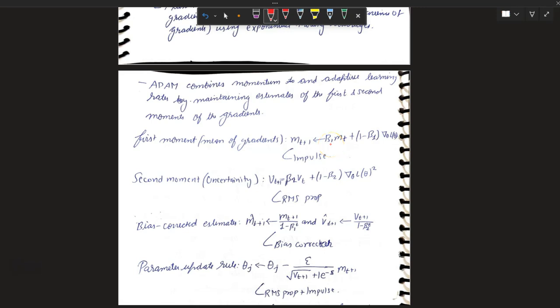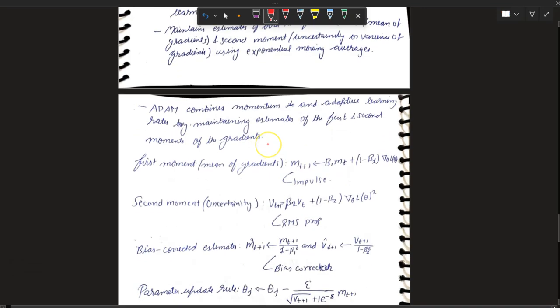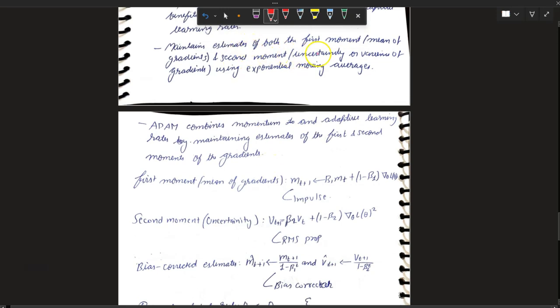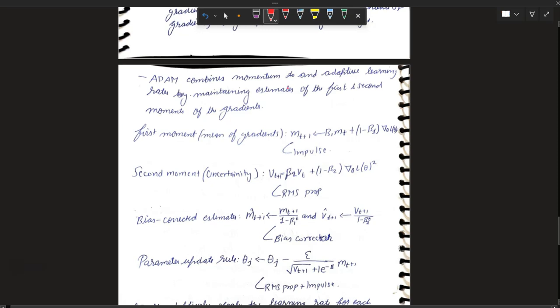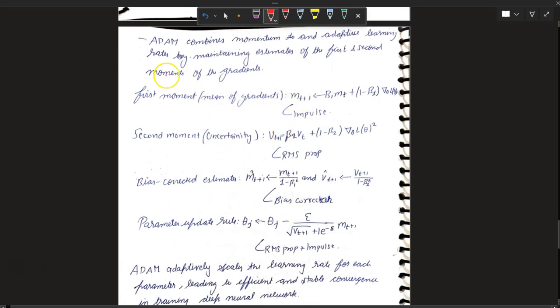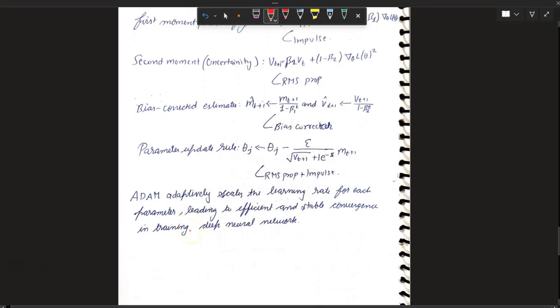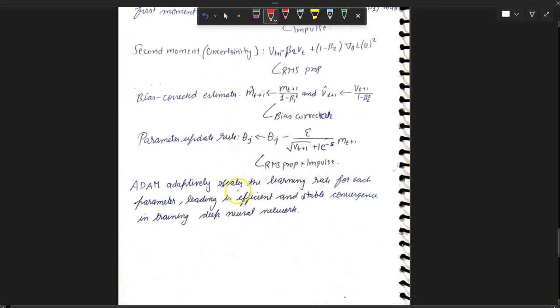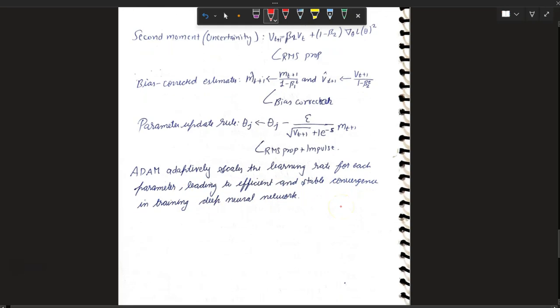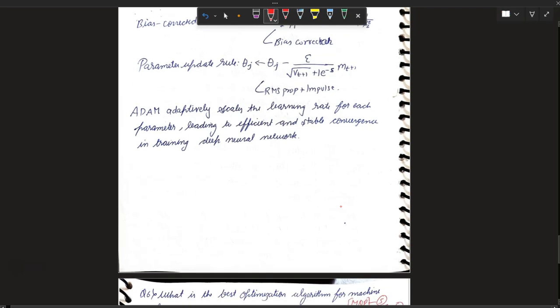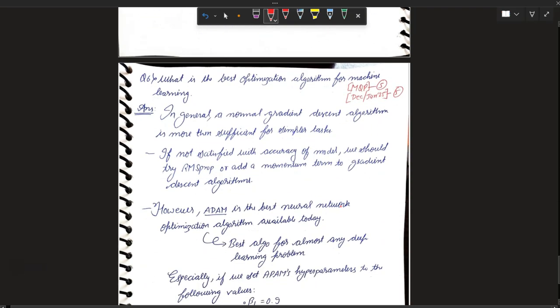It is beta 1 M t, beta 2 V t, plus 1 minus beta 1, and likewise 1 minus beta 2, times the gradient of L of theta, and the gradient of L of theta squared. So this is RMSProp and this is for momentum. This estimates both the first moment and the second moment, and you have to remember all this for writing an exam. ADAM adaptively scales the learning rate for each parameter, leading to efficient and stable convergence in training deep neural networks. That's all, and let's move to the sixth question.